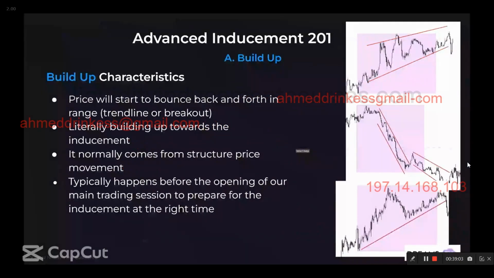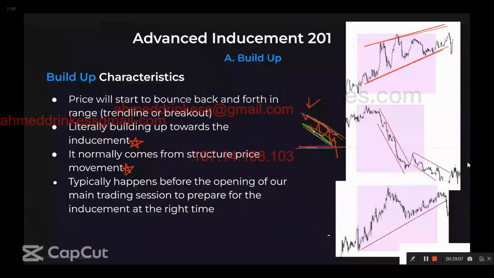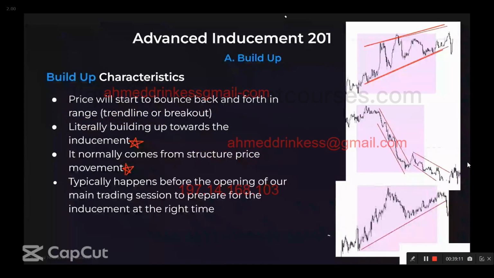Normally comes in the form of after price moves from a structural point, right? So after you create some form of structure, like we create a lower high, it'll create all of that internal structure to then be liquidated in the future, right? But even more importantly, this will typically happen right before the opening of our main trading sessions to prepare for the inducement at the right time.